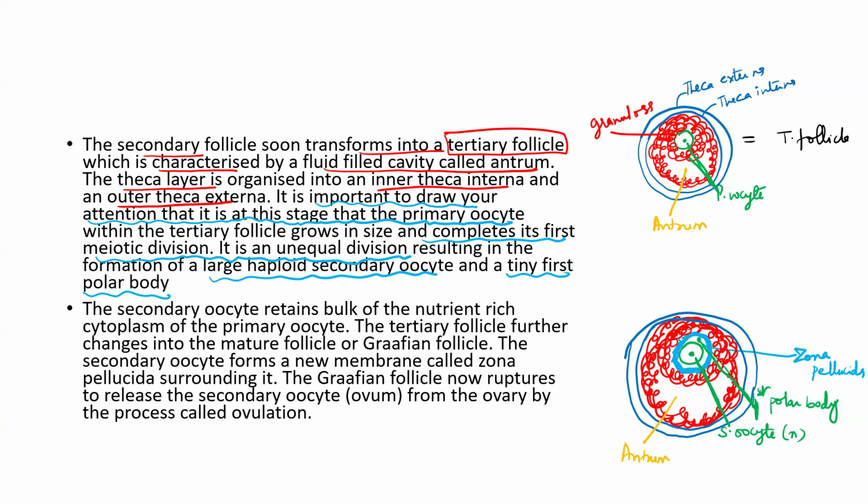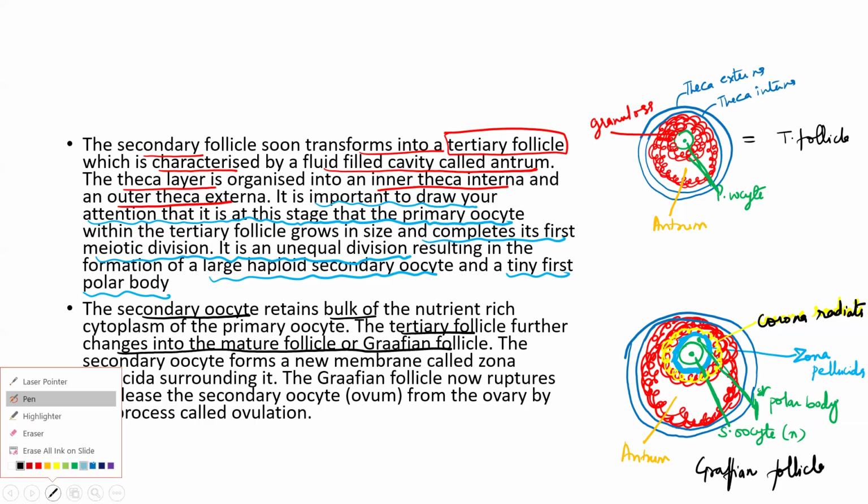Just for understanding, this is your corona radiata. The granulosa cells which are in contact with the zona pellucida are now known as corona radiata. And this structure is now known as Graafian follicle. So this mature follicle is also known as Graafian follicle. I hope this diagram labeling might be easy for you, and I've drawn it step by step using color difference to make you learn. The secondary oocyte will retain the bulk of the nutrient-rich cytoplasm. Tertiary follicle will change into mature follicle or Graafian follicle.